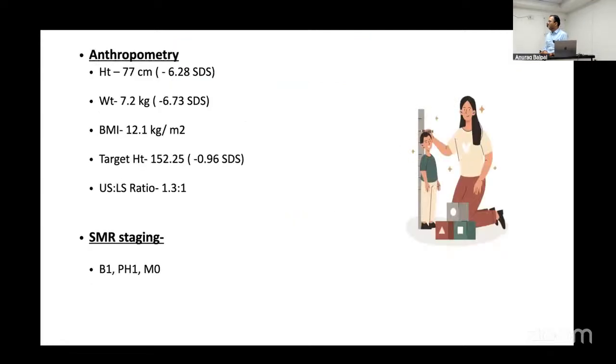Carry on. In anthropometry, height is 77 centimeters, which is minus 6.28 SDS. Weight 10.2 kg, minus 6.73 SDS. BMI 12.1. What is the role of BMI at this age? So how do you assess nutritional status in less than 5 years of age? Based on the weight SDS, weight for length SDS, or weight for height SDS in this case. And how do you interpret that? What is underweight? Less than minus 3 SDS. So +2 and above is overweight, +3 and above is obesity, minus 2 is the criterion. So weight for height SDS should be used.